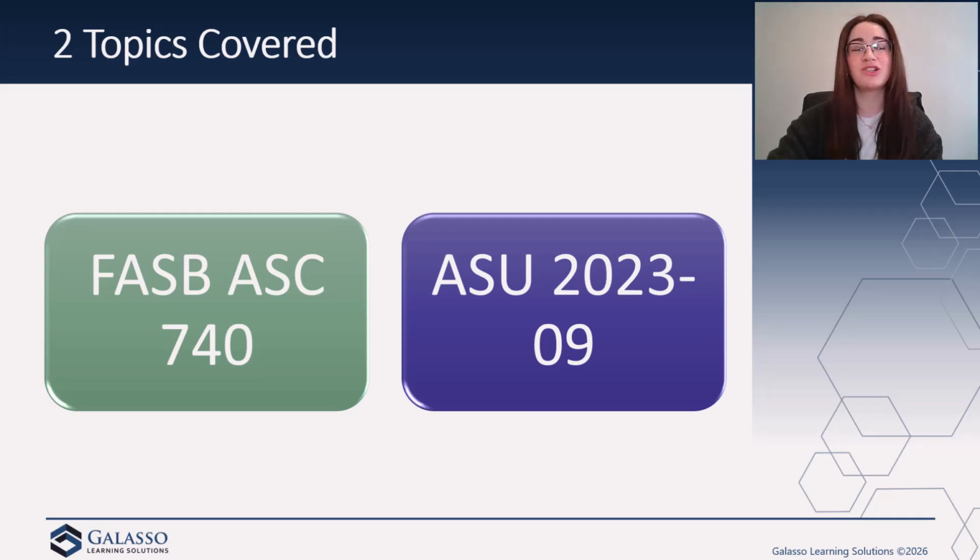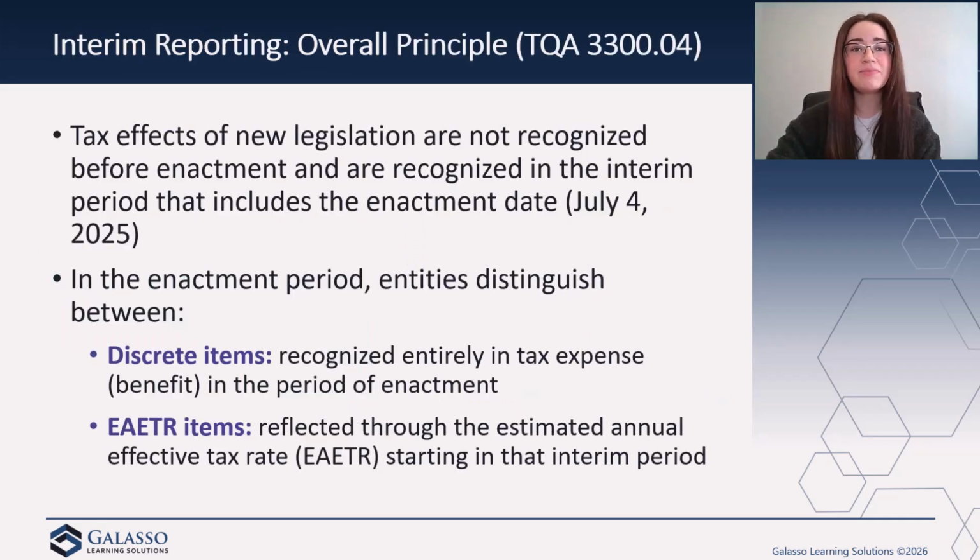The two biggest questions include the topics that you see covered right here: questions on ASC Topic 740, which is income taxes and the reporting for those, and also the new and enhanced tax disclosures that came from ASU 2023-09. We are going to walk through both of these things separately. The first question was really on interim reporting. People just weren't sure exactly when to recognize the effects of OB3 in their financial statements, or how to actually do that.